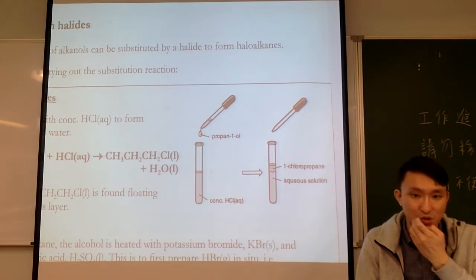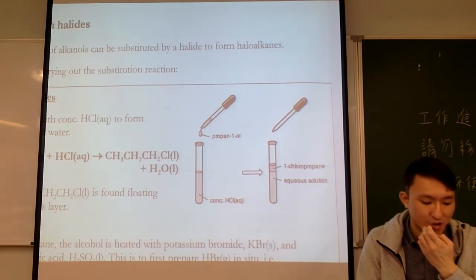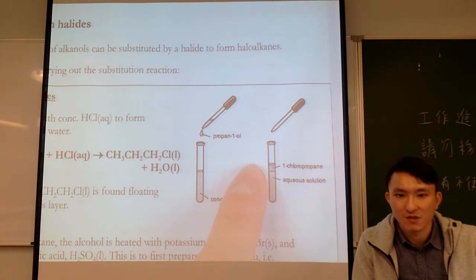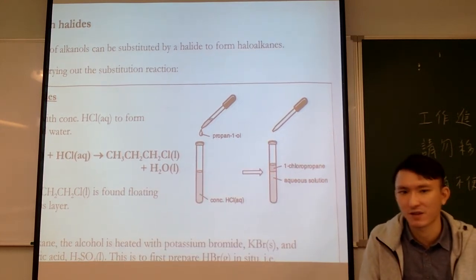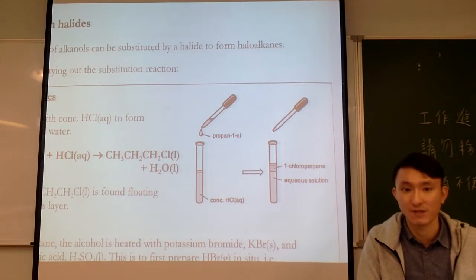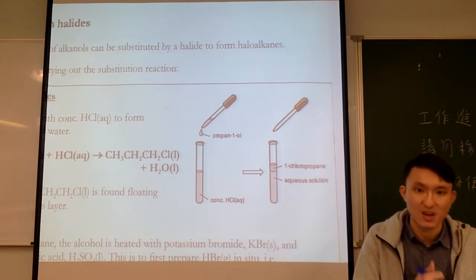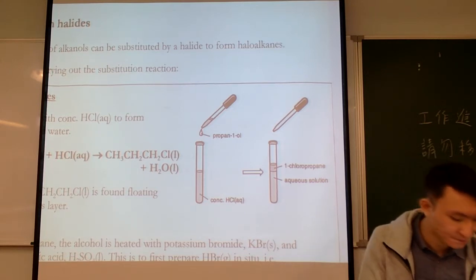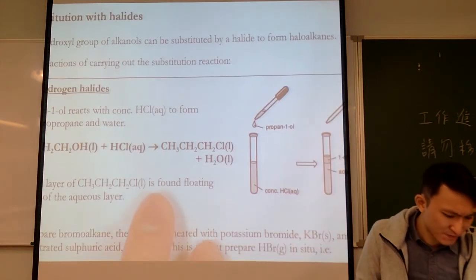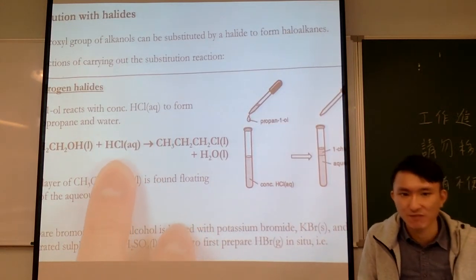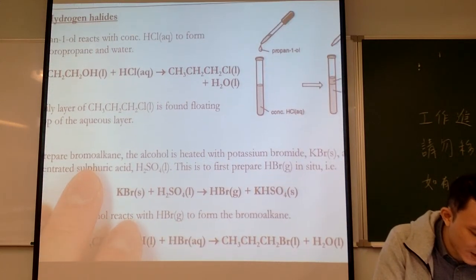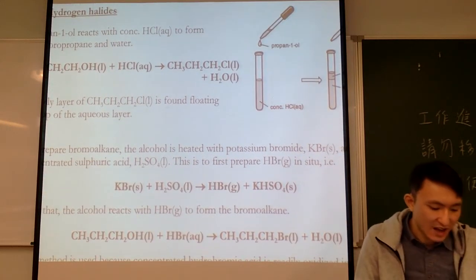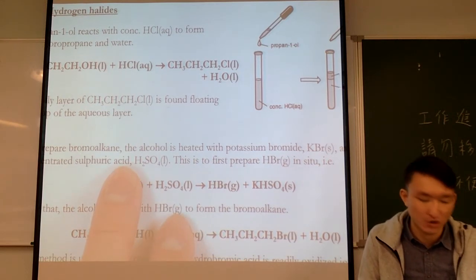You should see two layers of liquid. Then later on, you can either use a syringe to remove it, or you can use something called a separating funnel. Later, you will learn about that, to separate the two layers of liquids. Okay. So the equation, not too difficult, substitution reaction. However, to prepare bromoalkane, we need to have some special treatment.